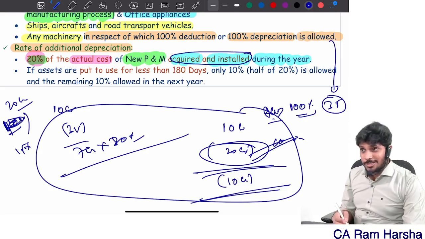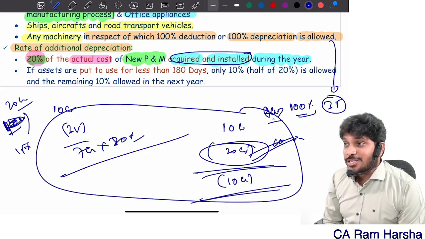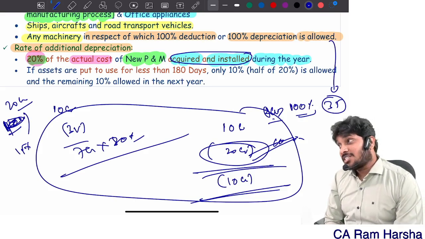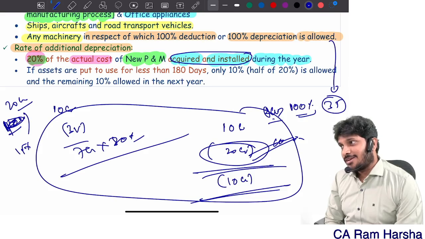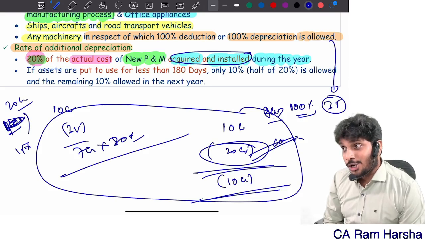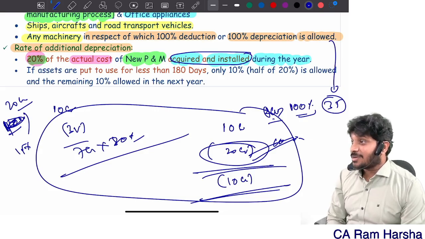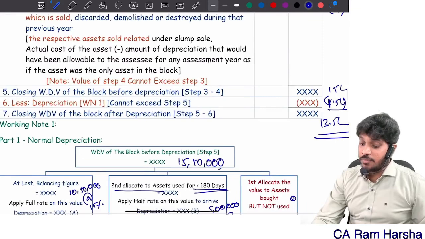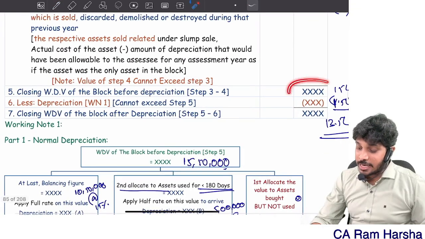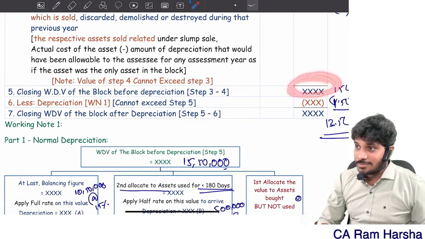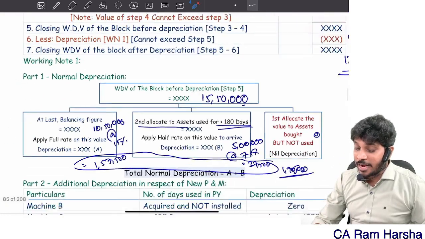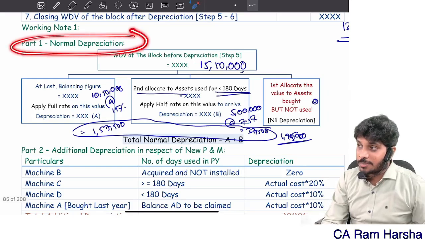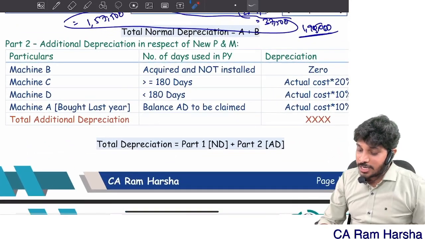Suppose I didn't install, sir, you cannot claim additional depreciation. The next year I installed, sir, in that year you can claim additional depreciation. Logic is different from normal depreciation. We compute additional depreciation irrespective of this value. What is this value? Written down value. Written down value is relevant only for normal depreciation.